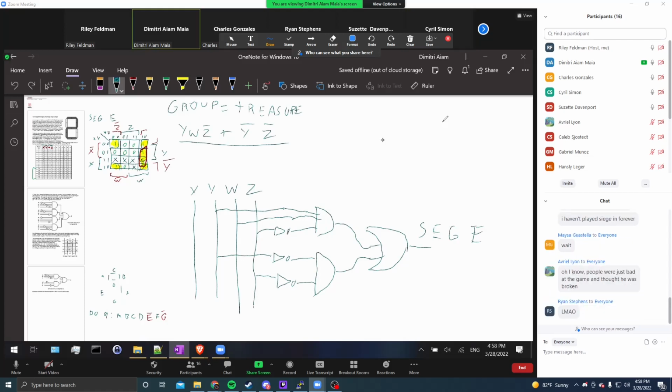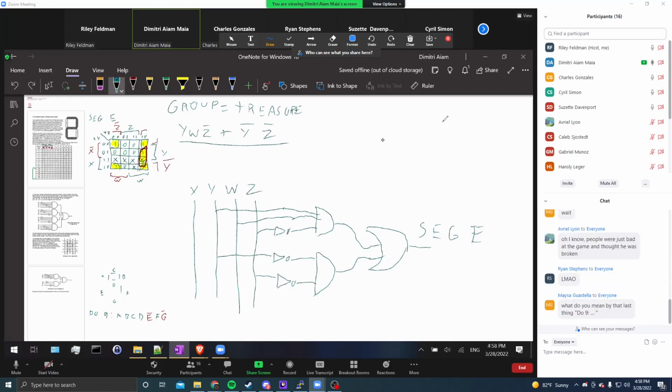Yeah, but the group completely obeys Y. Do you see the group is completely within the lines of Y? Right, so it obeys Y. The group is also completely within the lines of W, so the group obeys W. And the group is also within the line of Z, so it's Z naught. So the group obeys Z naught.